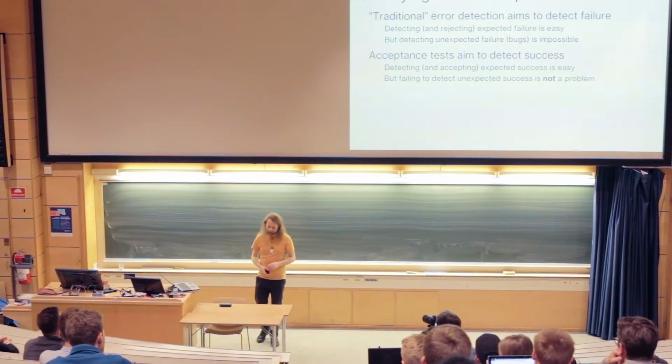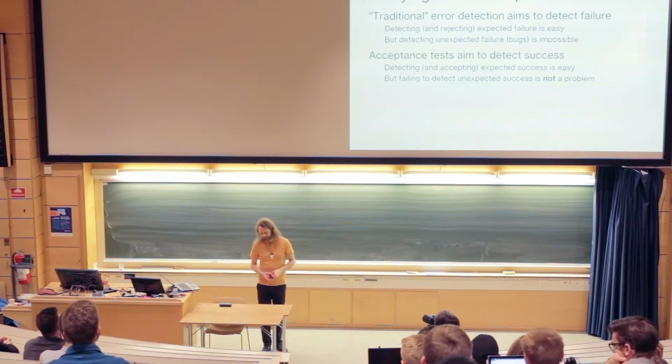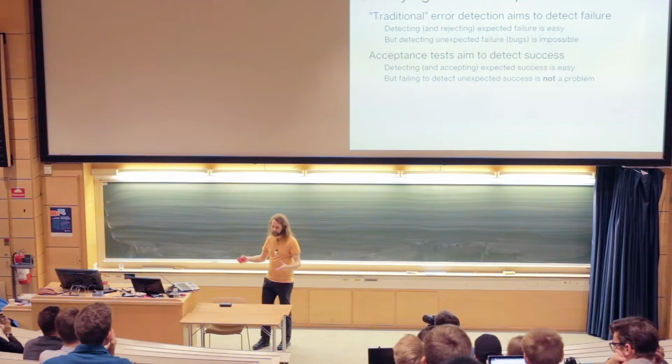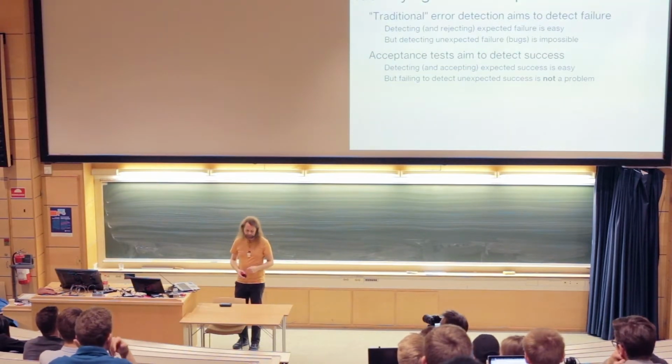So now we figured out that we want to identify success and we don't want to identify failure, because identifying success gives us more room for maneuvering. So let's look at how these detection mechanisms work in code.